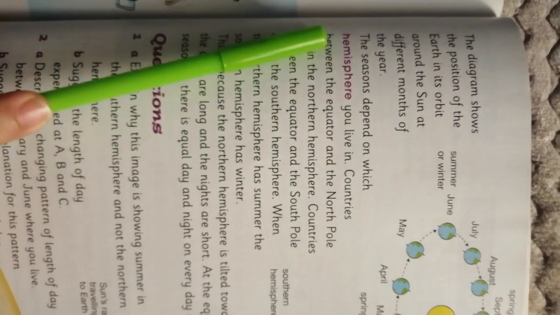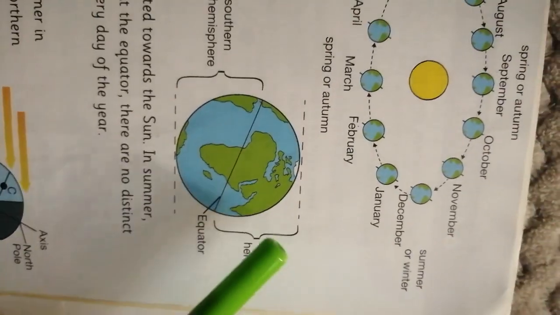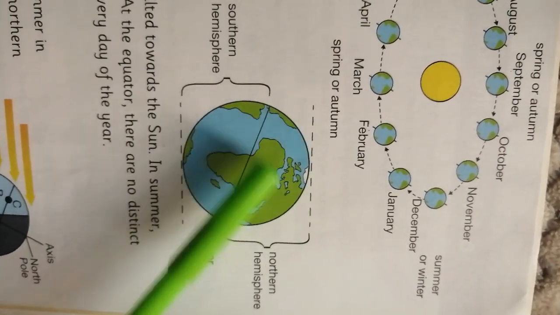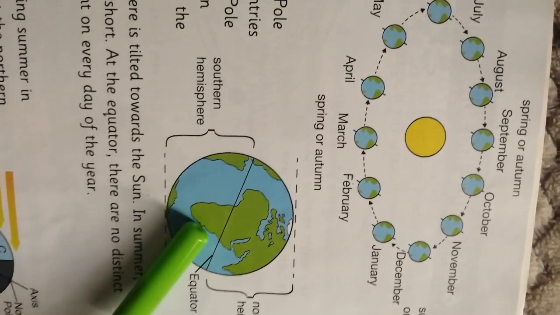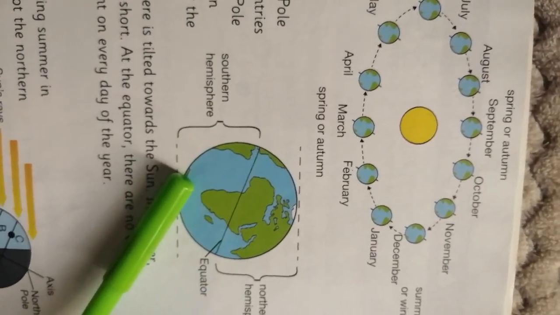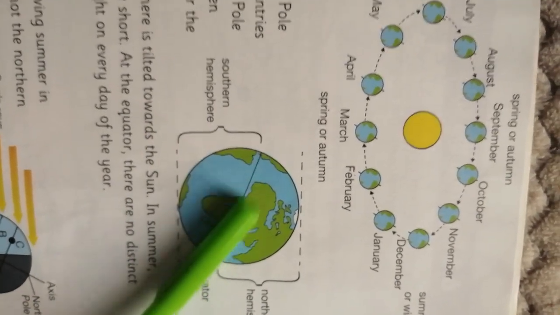The season depends on which hemisphere you live in. Countries between the equator and the North Pole are in the northern hemisphere. Countries between the equator and the South Pole are in the southern hemisphere. Here, this is the northern hemisphere. We see the countries here, they are in the northern hemisphere, and countries down here are in the southern hemisphere. And we have countries along the equator.